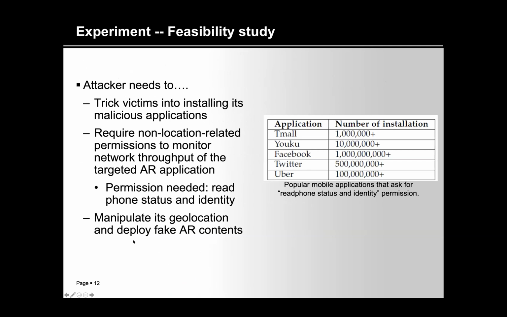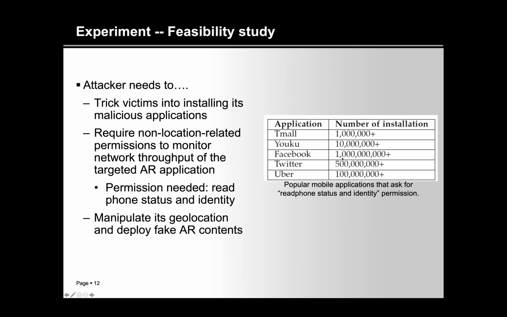All right, so we ran some experiments to see whether this key insight works or not. We first did a feasibility study. In order to run this type of attack, the attacker needs to first trick the victims into installing its malicious application. This application is only supposed to require non-location-related permissions to monitor network throughput of the target AR application. The permission needed is simply read phone status and identity, which is the one we picked for the Android platform.